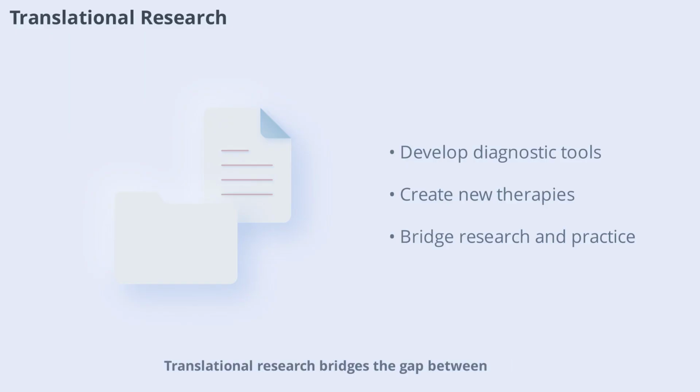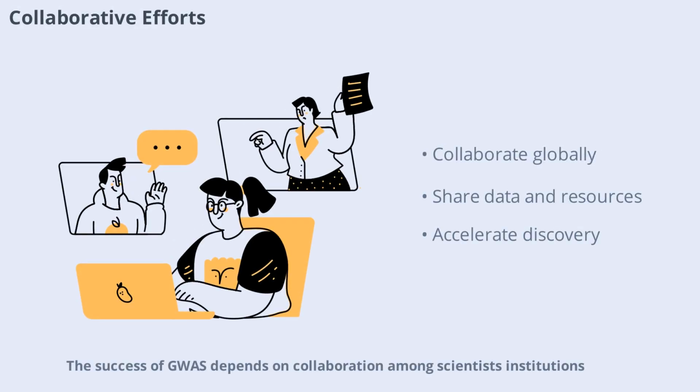Translational research bridges the gap between genetic discoveries and real-world health benefits, bringing the promise of personalized medicine closer to reality. Success of GWAS depends on collaboration among scientists, institutions, and countries. Large consortia and data sharing initiatives have enabled researchers to pool resources and analyze data from diverse populations. These collaborative efforts accelerate discovery and ensure that genetic research benefits everyone.